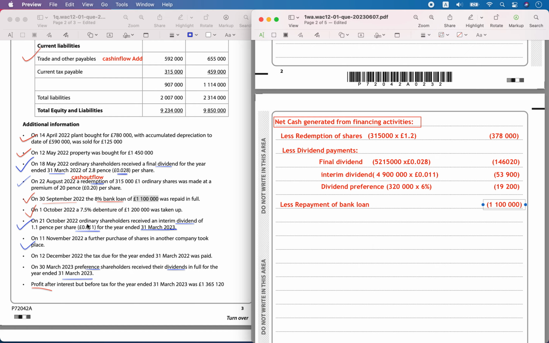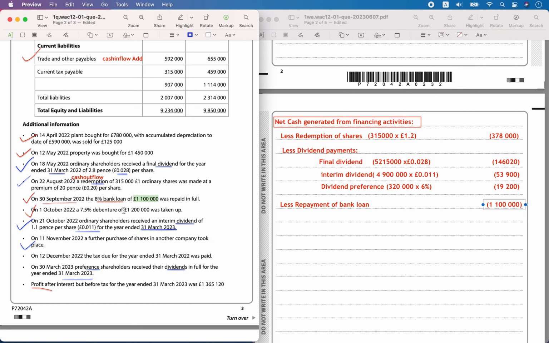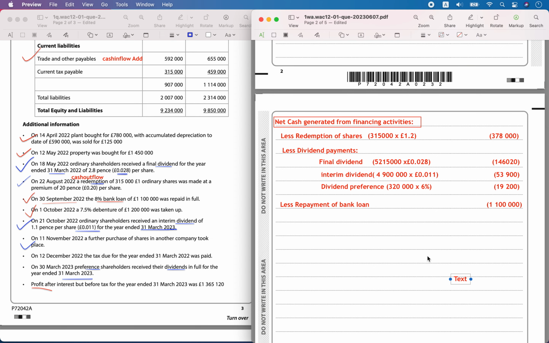And then you have the debenture. The debenture was taken up, so it is a cash inflow. So debenture received, add debenture inflow. It is an inflow into the business, about 200,000. Okay, these are the cash flows involved in the financing activities. Now let's calculate the net cash generated from the financing activities.